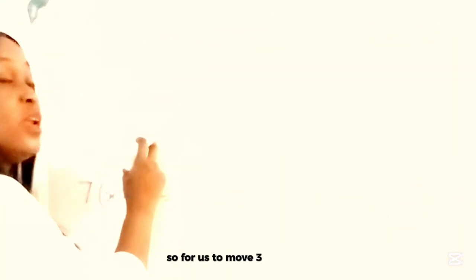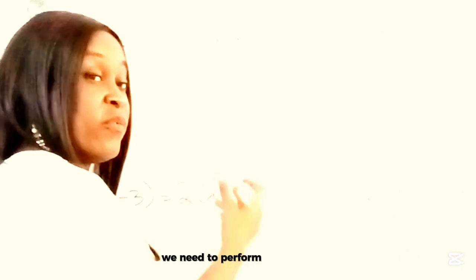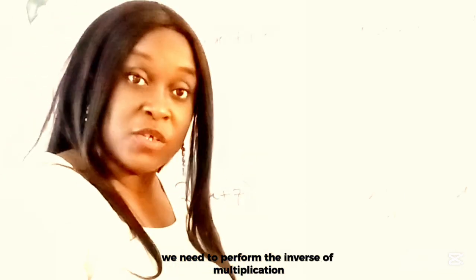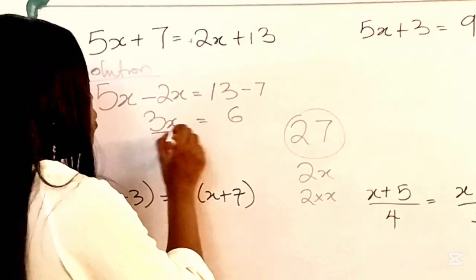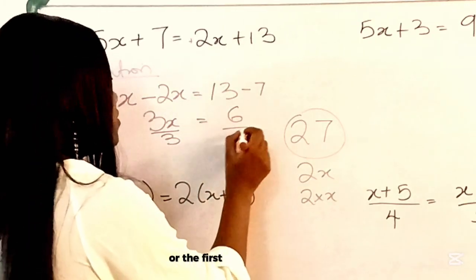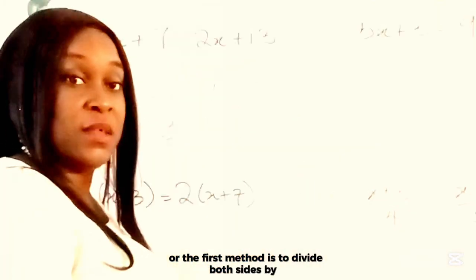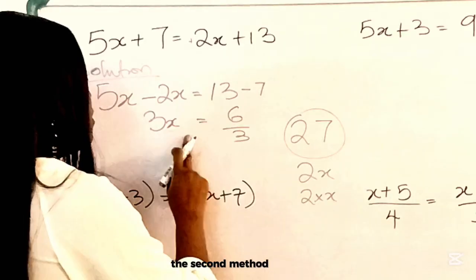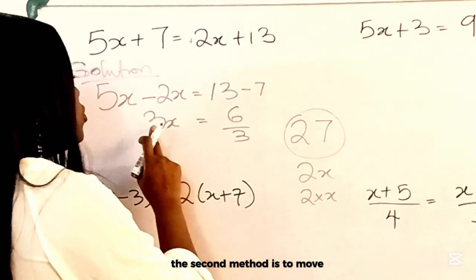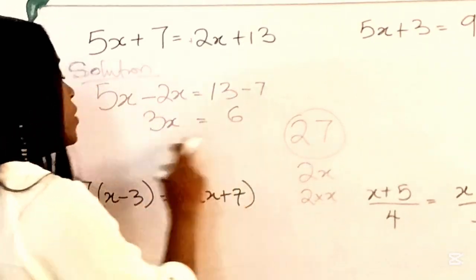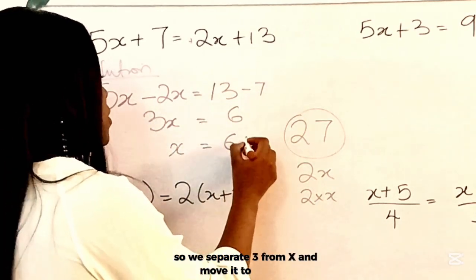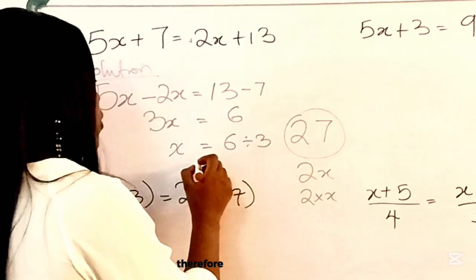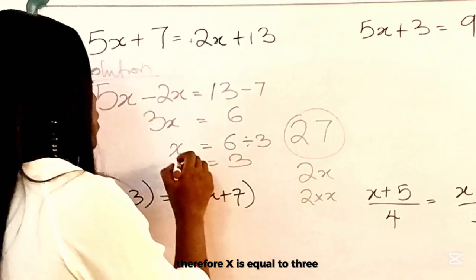So for us to move 3 to the other side, we need to perform the inverse of multiplication, which is division. So the first method is to divide both sides by 3. The second method is to move 3 to the division sector. So we separate 3 from x and move it to divide. Therefore, x is equal to 2.